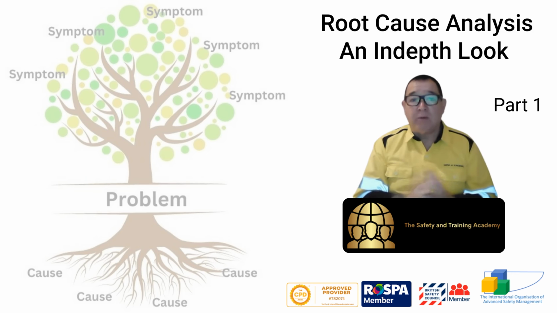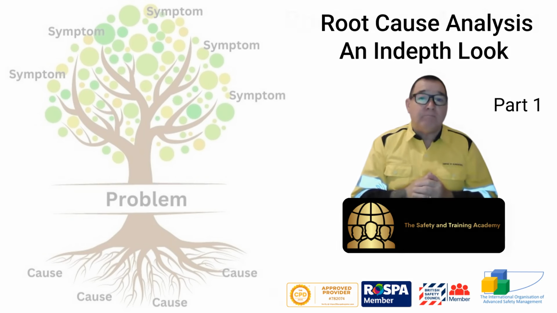Simple problems might only need the 5 whys, while complex technical failures often require more sophisticated approaches like fault tree analysis or FMEA. The key is matching the methodology to the problem's complexity and the organization's needs.